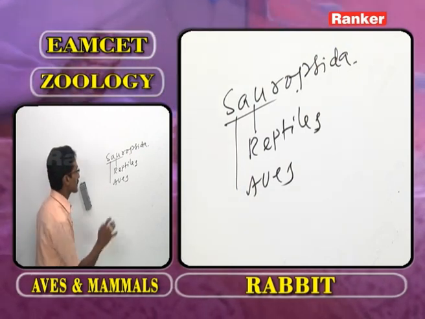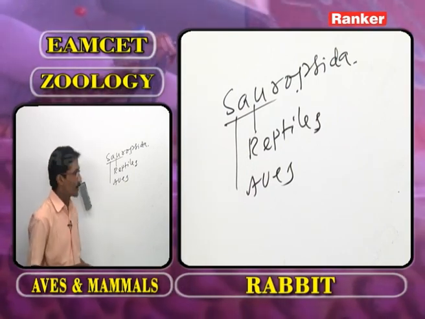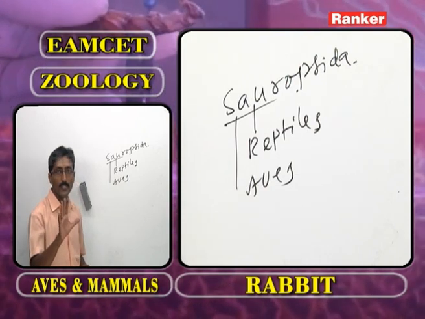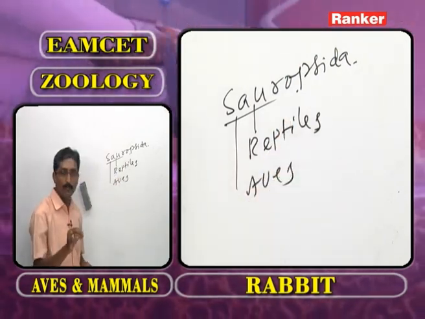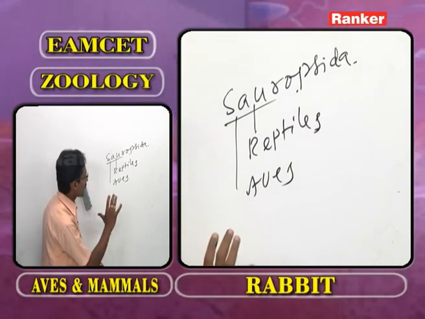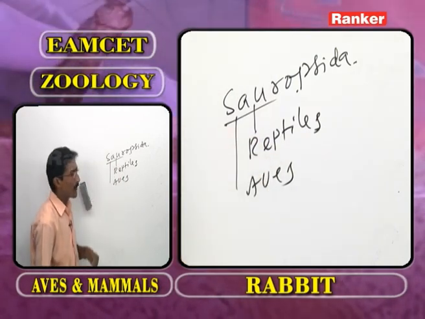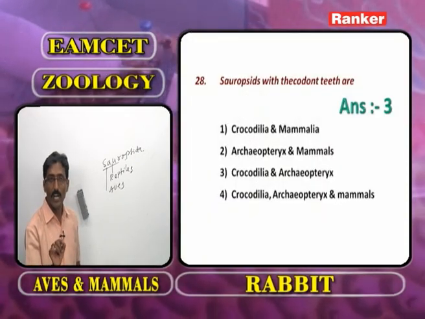One example is, in the majority of reptiles, 12 pairs of cranial nerves are present. In all aves, how many cranial nerves? 12 pairs. In reptiles and aves, in the embryonic stage, rudimentary gills are present. Like that, many similarities are present. So these two are grouped as Sauropsida. Now you observe the question.